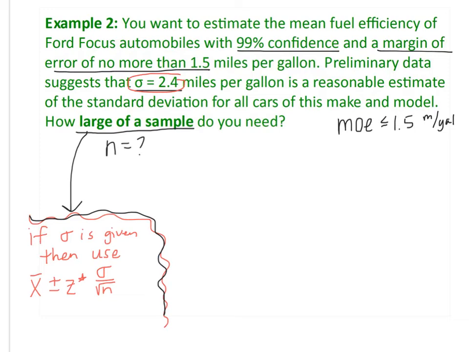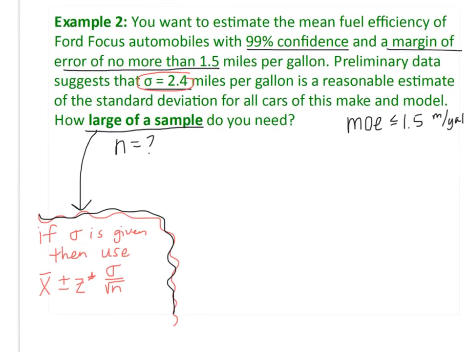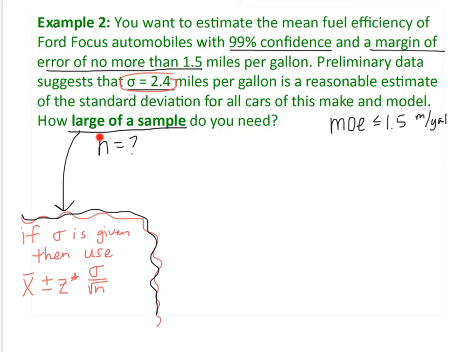These problems are very rare, except when it says how large of a sample do you need, because it has to give me sigma in order for me to use z star. If we think about it, t star is dependent on n. So I can't find t star unless I know n. So if it does give me sigma, I use z star in this formula. So back to the problem. That's a little side note.